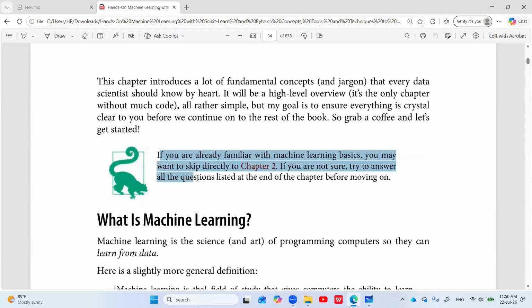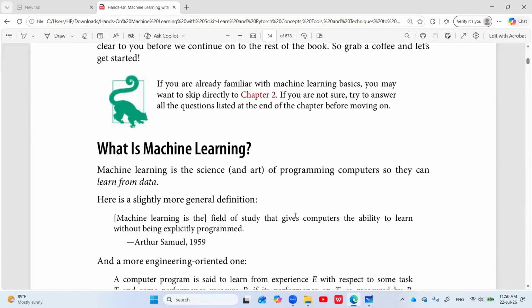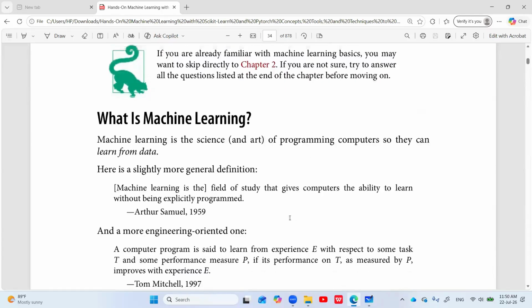If you are already familiar with machine learning basics, you may want to skip directly to chapter 2. If you are not sure, try to answer all these questions. But I am pretty sure you have to learn everything, so bear with me, and then we'll move to chapter 2.